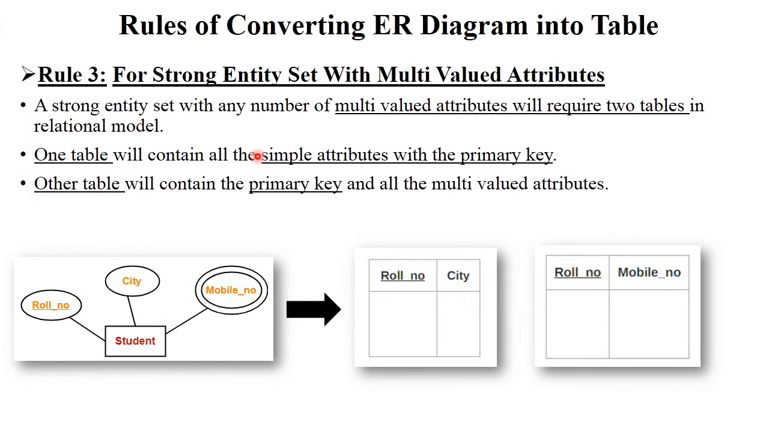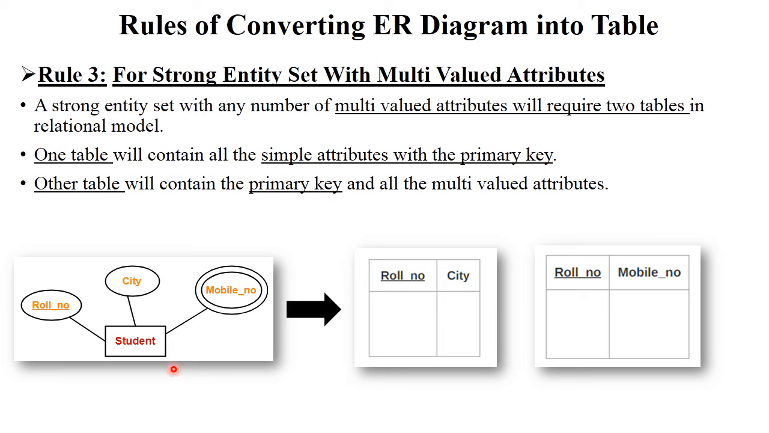Next. The third rule is, suppose in your ER diagram a strong entity set has multi-valued attributes. Multi-valued attributes means a particular attribute which has more than one value, like mobile number. A student can have more than one mobile number, so mobile number is a multi-valued attribute. When multi-valued attributes are present in your ER diagram, you will require 2 tables. You need to convert this diagram into the form of 2 tables.